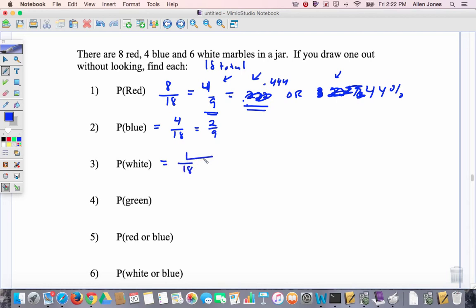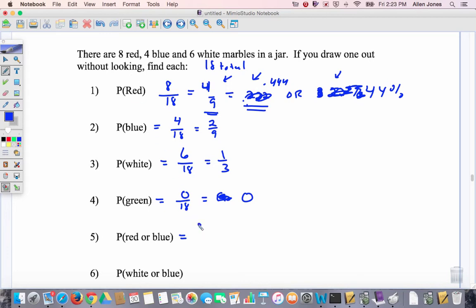Let's go on to white. We still have 18 to choose from. Of those, 6 are white. So 6 out of 18, and that simplifies to be 1/3. Going on, of those 18, 0 are green, so there's no chance of pulling a green marble out of there because there are no green marbles.